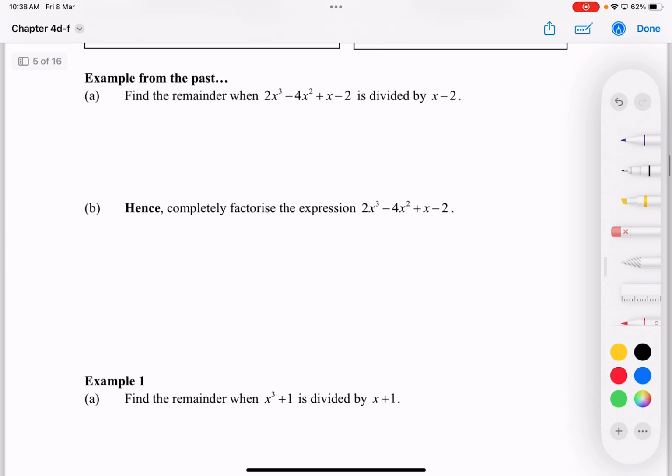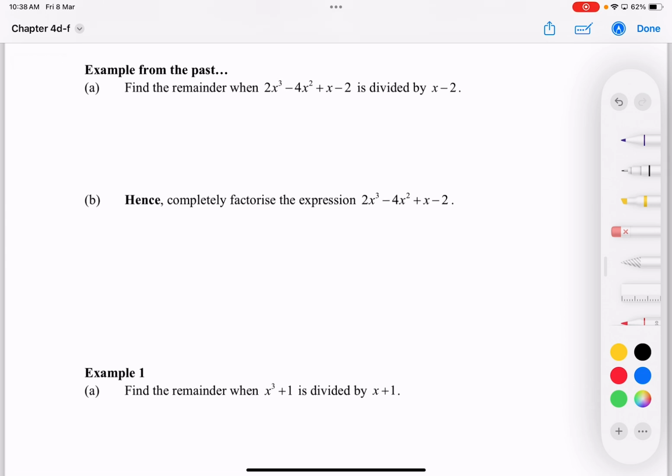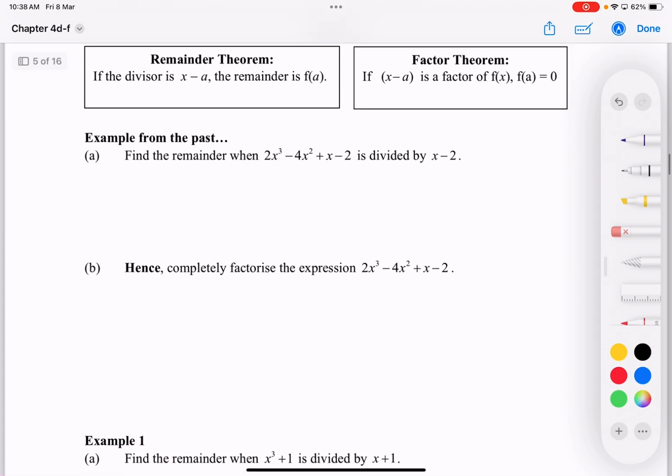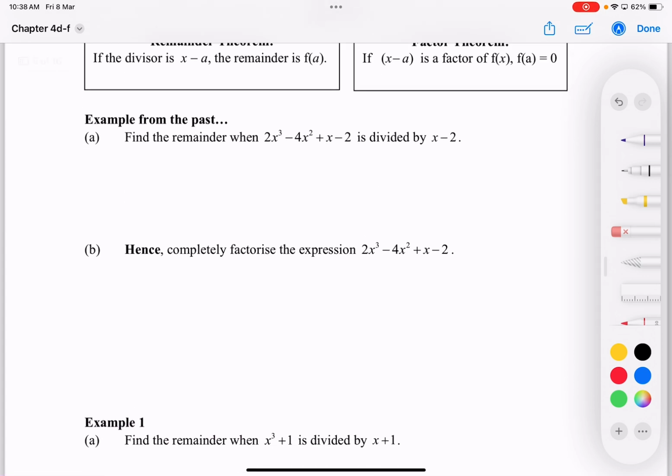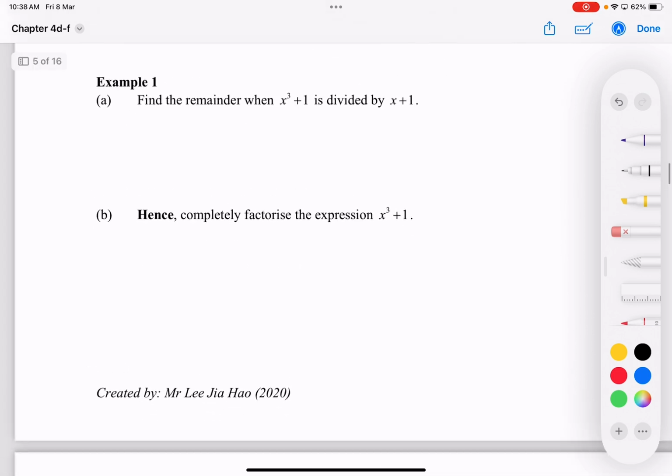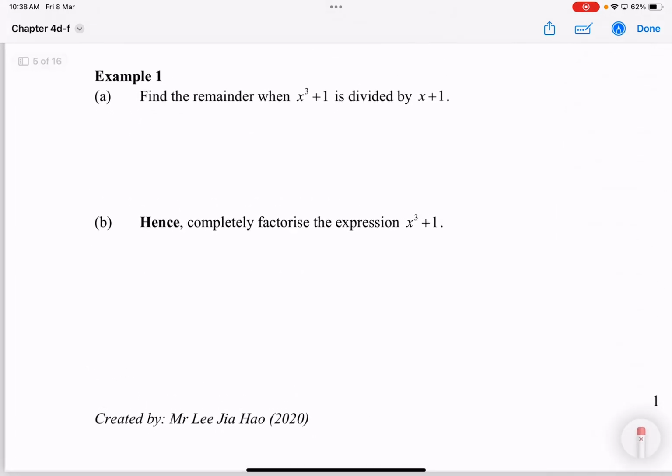Okay, can we turn to the next one? We're almost at the end already. Actually not really. Flip to the next page. This example over here, I'm not going to redo it. It's the exact same example. Let's look at example number 1. This is basically the same concept.